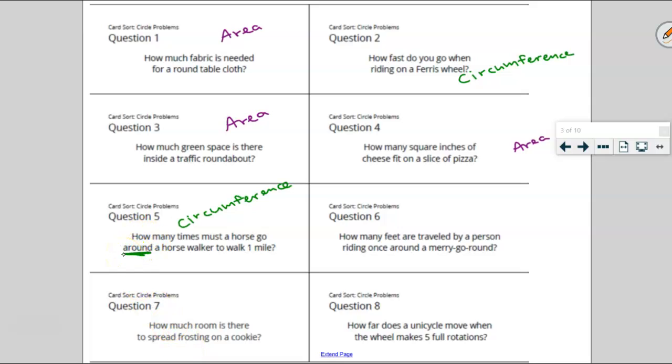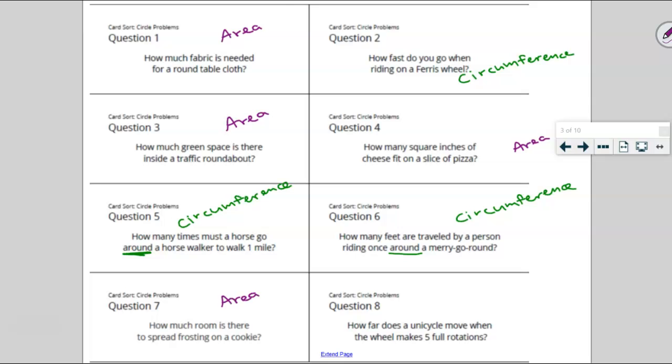Okay, question 6. How many feet are traveled by a person riding once around a merry-go-round? Trace. That would be circumference. Again, key word is around. Okay, question 7, how much room is there to spread frosting on a cookie? How much room to spread frosting on a cookie, Bella? That's the area.